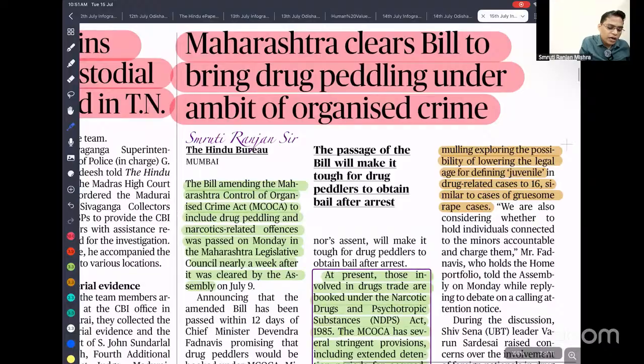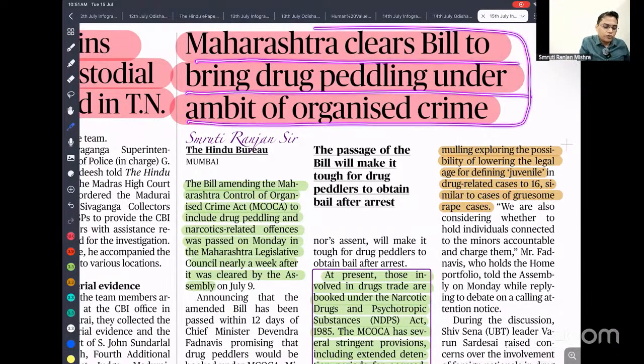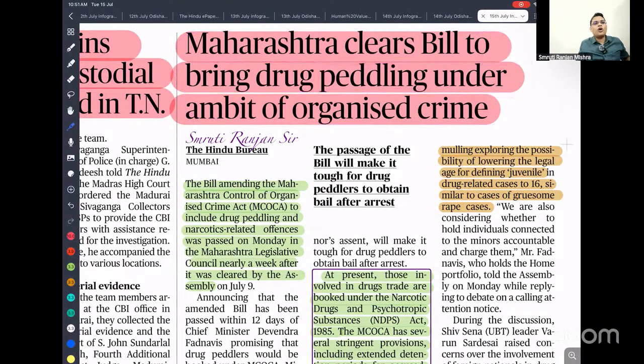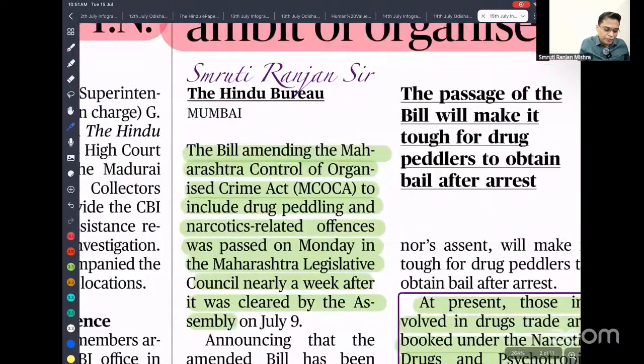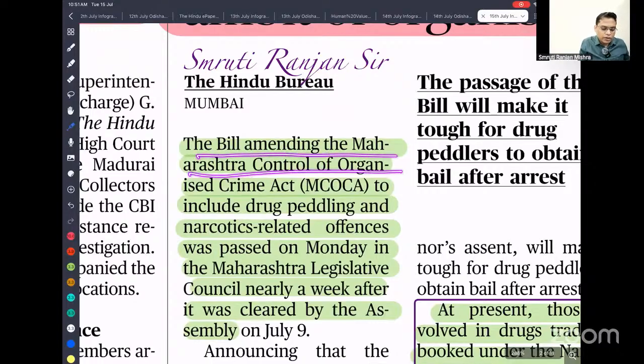Okay. So next is Maharashtra clears the bill to bring drug peddlers under the ambit of organized crime. Recently, Maharashtra strengthened its law against drug peddlers. The bill amending the Maharashtra Control of Organized Crime Act, that is called MCOCA. This is a very stringent act implemented by Maharashtra to control organized crime and terrorism. By bringing drug peddlers within that, it is going to create a lot of deterrence, because this law is very stringent. The bill including drug peddlers and narcotic-related offenses was passed on Monday.